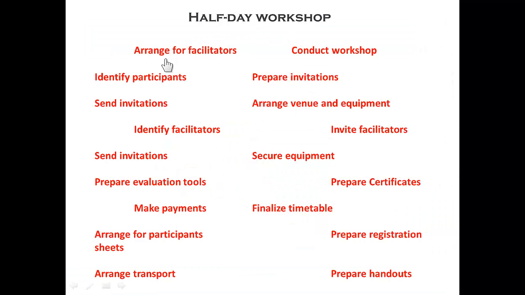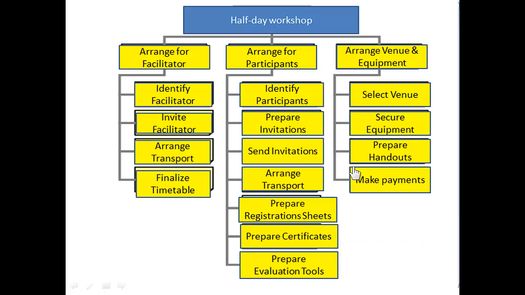So for the half-day workshop, we usually find people will brainstorm. We usually give them post-it notes, and we ask them to write one activity or one piece of work on one post-it note, and then to arrange those into some type of visual like this, so that for the half-day workshop, you would have the highest levels of work, your work packages: arrange for facilitator, arrange for participants, arrange venue and equipment. And of course, there could be some other ways of doing this.